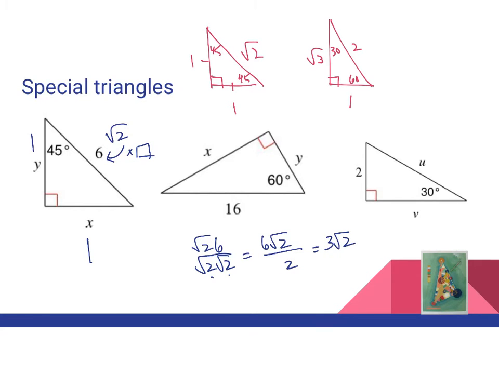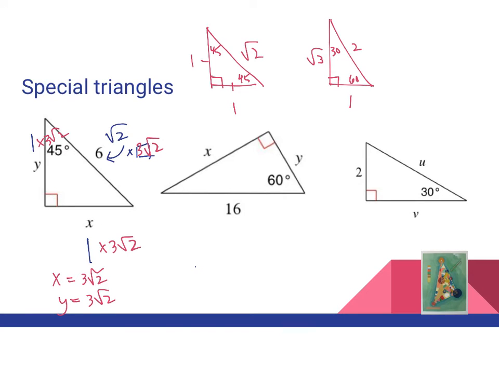So back to my question over here, I multiplied by 3 root 2. So to get the 6, I multiplied root 2 by 3 root 2. So I need to multiply the ones as well by 3 root 2. So x equals 3 root 2 and y equals 3 root 2.